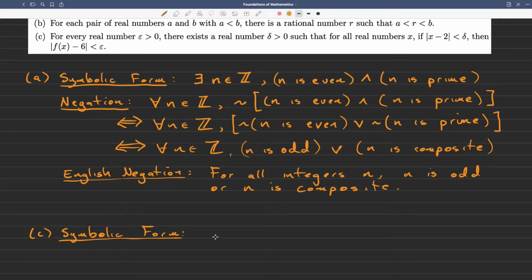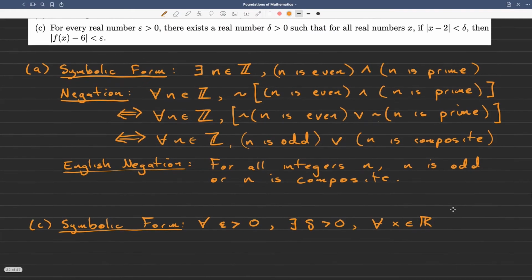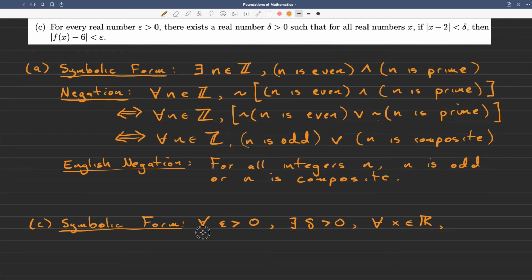So let's write that down. It looks like for every, I'm just going to say epsilon greater than 0, and it'll be understood by saying epsilon is greater than 0 that we're talking about real numbers. Then there exists a delta greater than 0, such that for all real numbers x, so that'd be for every x in the reals, this time it's not specified that x is negative or positive, just a real number. And then we've got this if-then statement: absolute value of x minus 2 being less than delta implies absolute value of f of x minus 6 is less than epsilon.